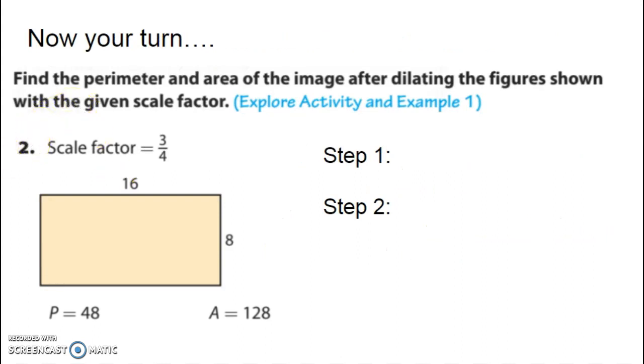Now it's your turn. Find the perimeter and area of the image after dilating the figures shown with the scale factor of 3/4. The current sides are 8 and 16. Current perimeter is 48, area is 128. So give me the perimeter and the area after you dilate the figure. Pause the video while you do your math. Okay, hopefully you got for the perimeter of the new shape 36 and the area is 72.